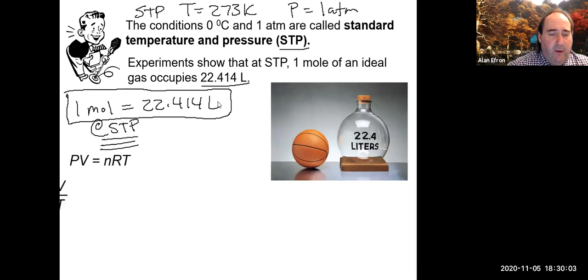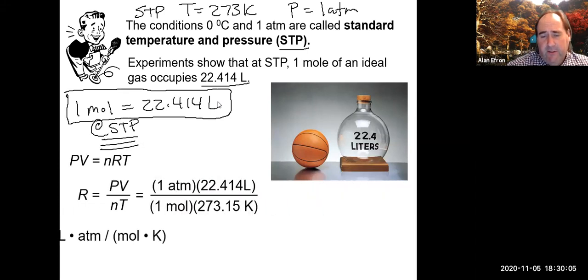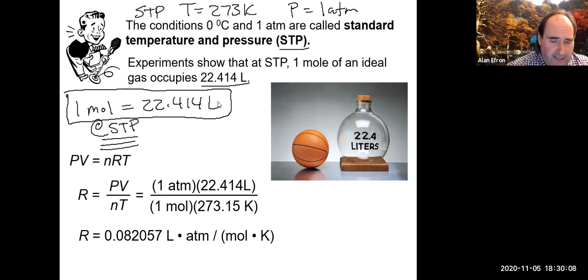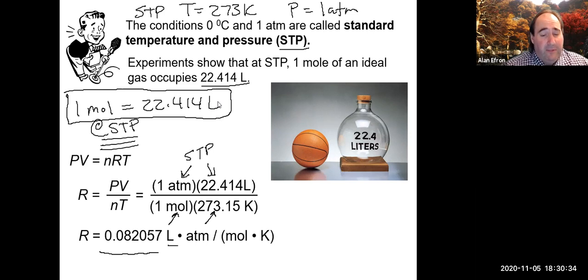And really, that is how we get our value for the gas constant. If we solve the ideal gas law for R and put in all of our values at STP, that's pretty much what we're looking at here. At STP, we have one atmosphere, the volume would be 22.414 liters, we would have one mole, and the temperature would be 273. That's essentially how we derive our gas constant. It's also how we end up with all those units, because none of them cancel out when we divide. Any questions on that one there?